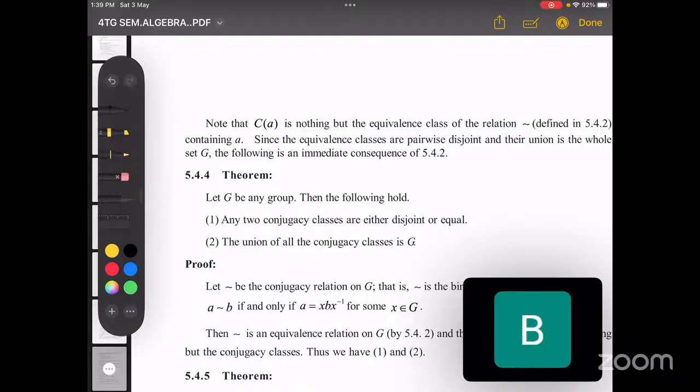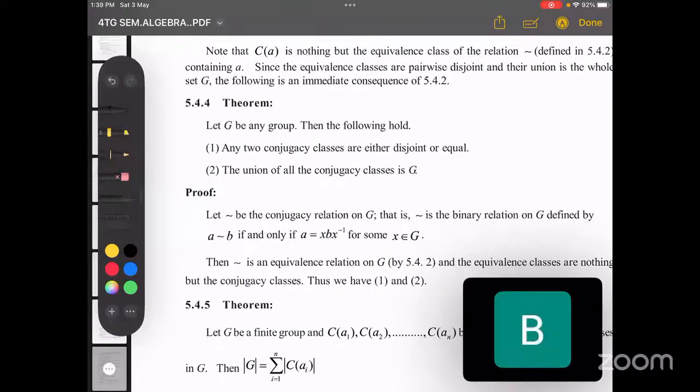So if you take one class as C1 and another class as C2, then when you take the intersection of those two, you get either disjoint or equal. And the next one is that the union of all the conjugacy classes is G. If you write C1 union C2 union, like that, the union of all the conjugacy classes, then the result will be G.